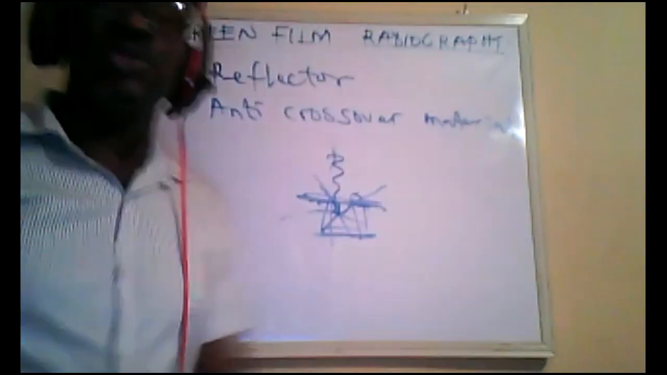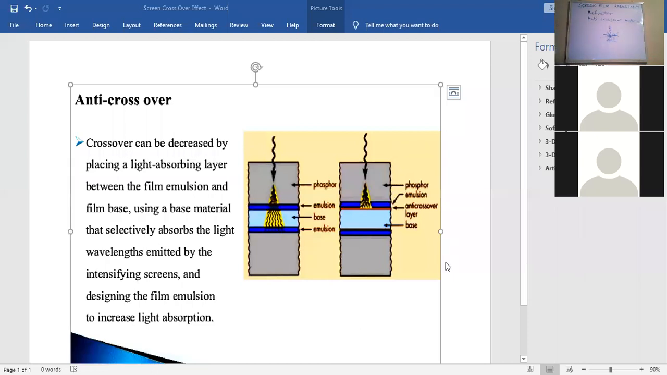Also want to look at the screen and the anti-crossover material. We have the phosphor here, which is the material of the screen. After interaction of the X-ray, we have so many light photons crossing over this first emulsion. They have interacted with this emulsion, of course, causing some latent image here. But after that, so many of them still cross over to this film here. But we actually don't want that.